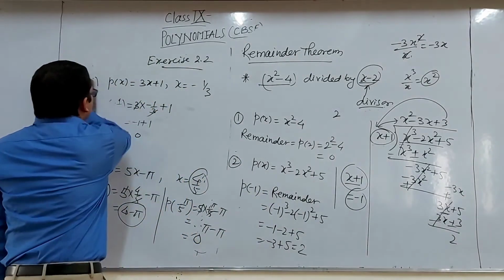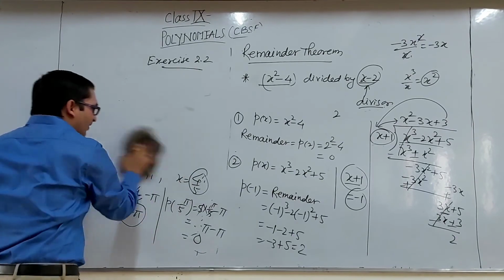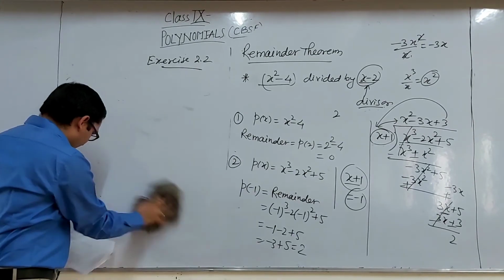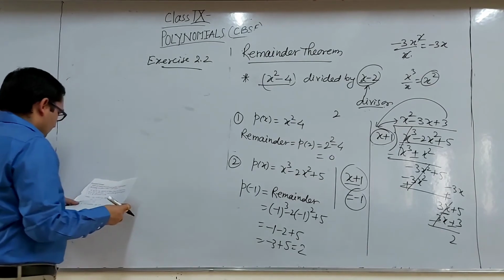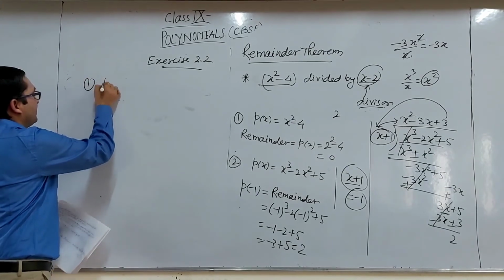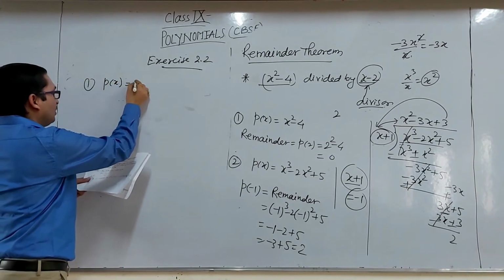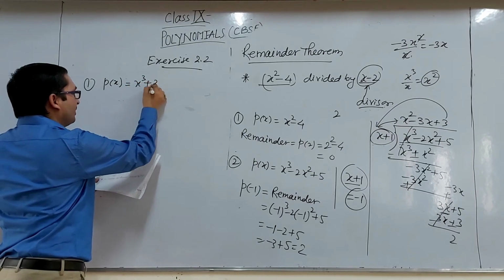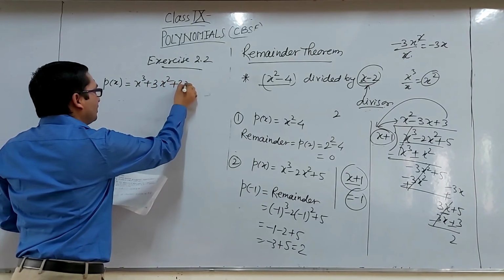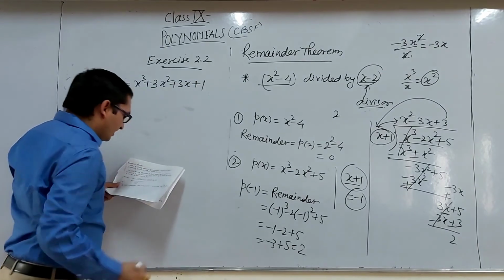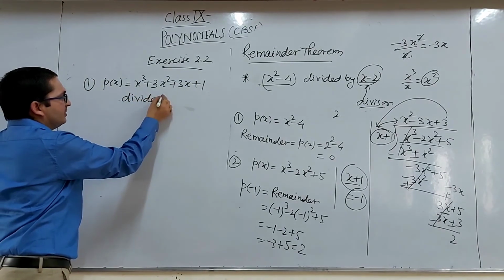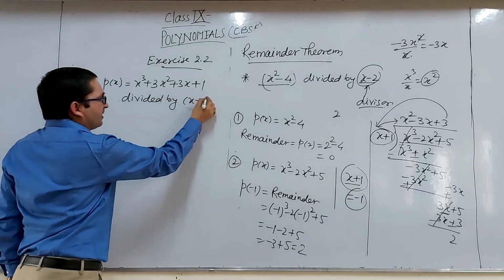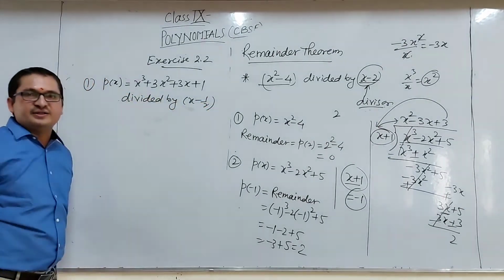One more question I will do: how to find the remainder without division. Suppose that a question is given: P(x) equal to x cube plus 3x square plus 3x plus 1, divided by x minus 1 upon 2. And we have to find the remainder.